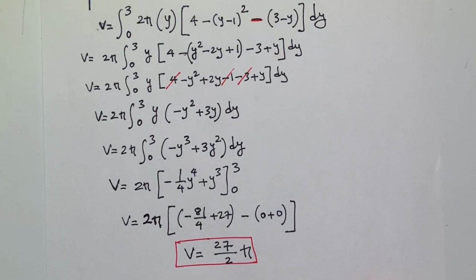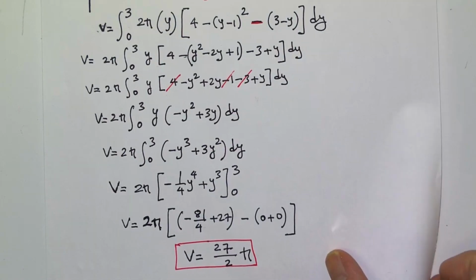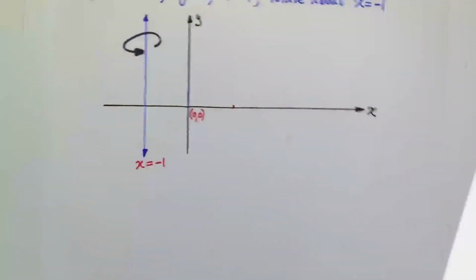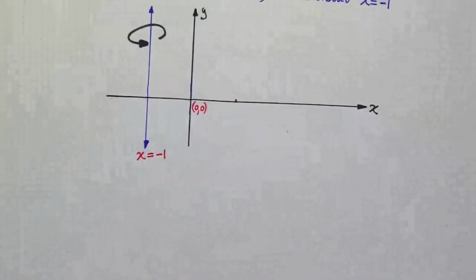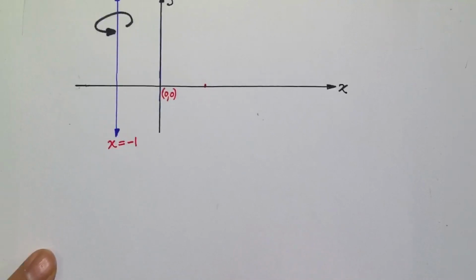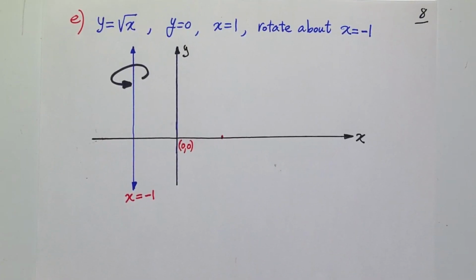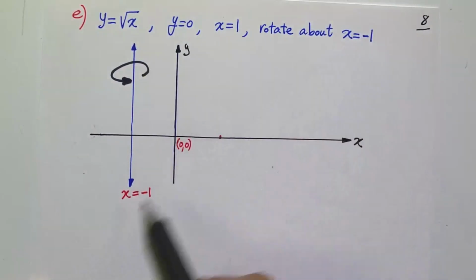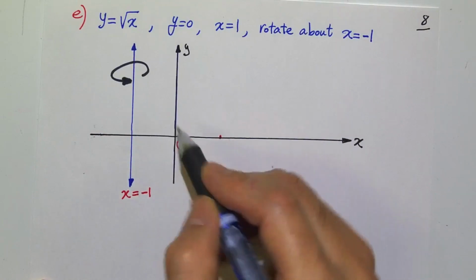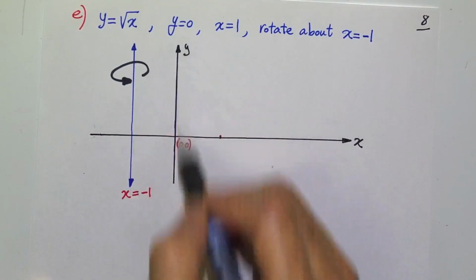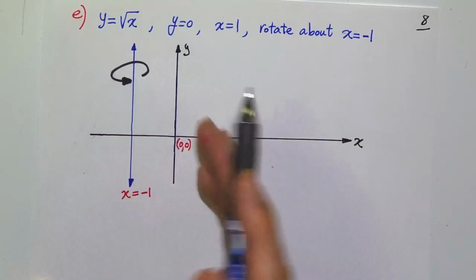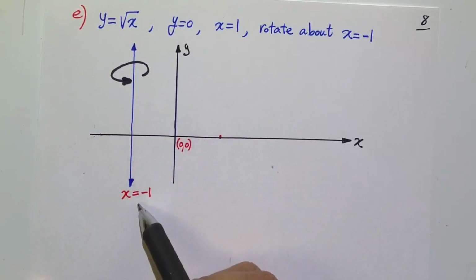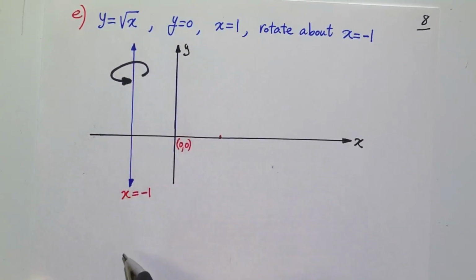I hope this is making sense as we solve more examples. So let's solve another one. Here we have these 3 curves, and this time we want to rotate about this line, x equals negative 1. This is the x and y axis right here. The rotation is now off any of the major axes. It's about the x equals negative 1 line.